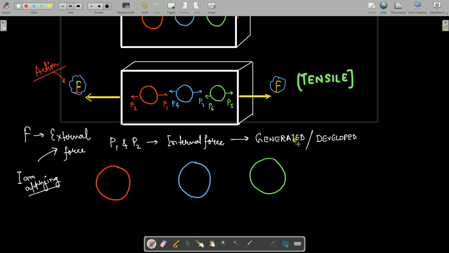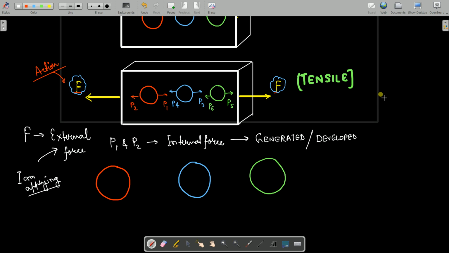If anyone says apply an internal force, he's mistaken. How can you apply an internal force? Can you get inside this body and apply it? You cannot go inside this body, right? So that internal force will be generated or developed. You can only apply an external force. So this is the internal force concept, and this is your external force concept.